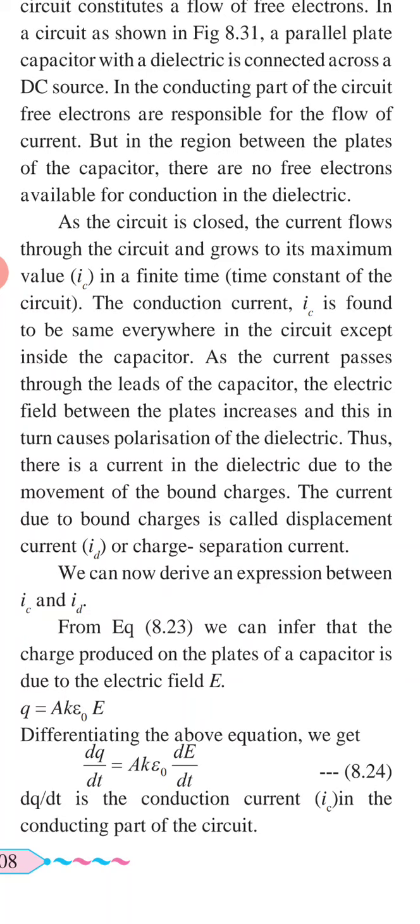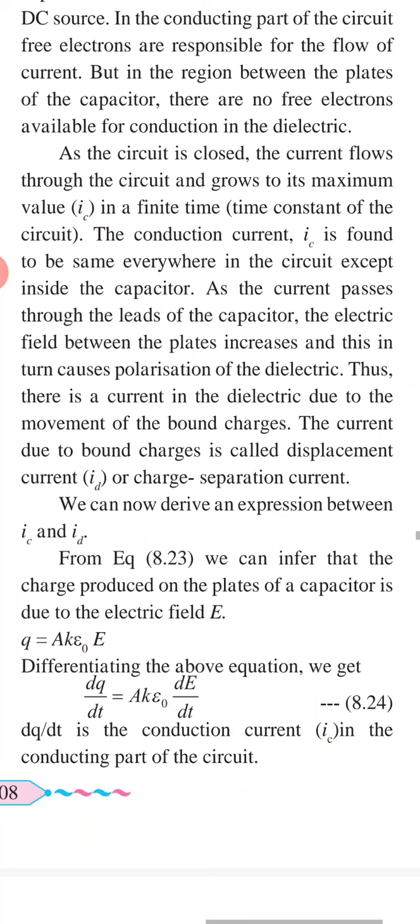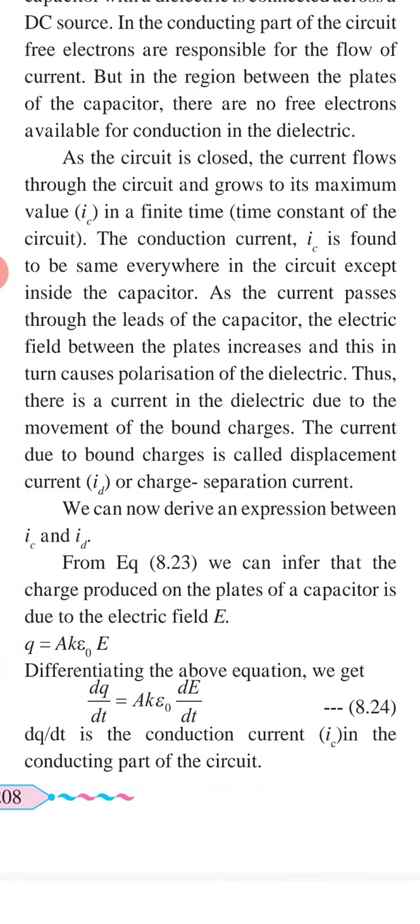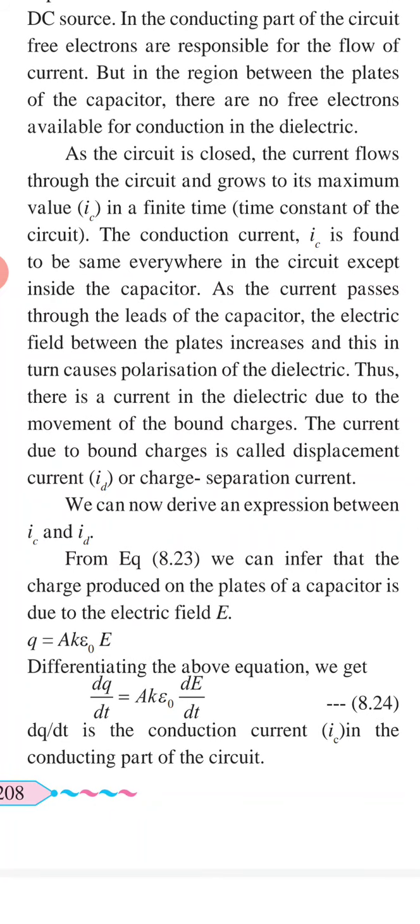From equation 8.23, which we have already derived, we can infer that the charge produced on the plate of the capacitor is due to electric field E. So Q equals A K epsilon 0 E. Differentiating the above equation, we get dq upon dt equals A K epsilon 0 dE upon dt. So dq upon dt is the conduction current, that is the rate of flow of charge in the conducting part of the circuit.